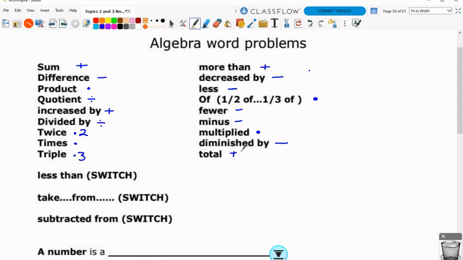Now, we have 3 switch words here: less than, take from, subtract from. They all represent subtraction, but when we are less than a number, or if we're taking something from a number, or if we're subtracting from a number, you need to switch the order from the words to the algebra so that you set up the problem correctly.